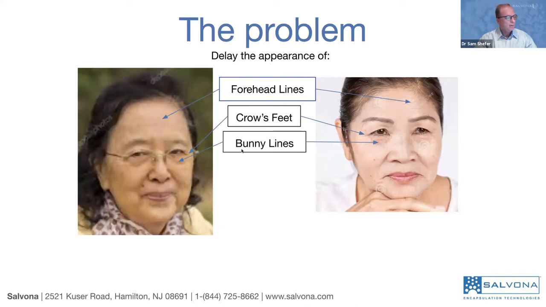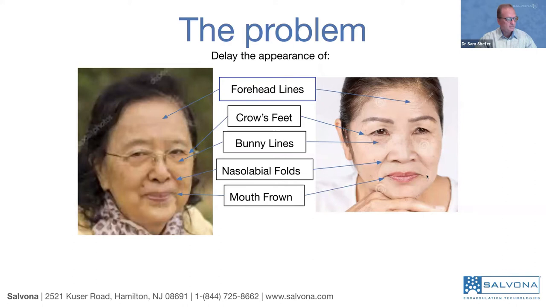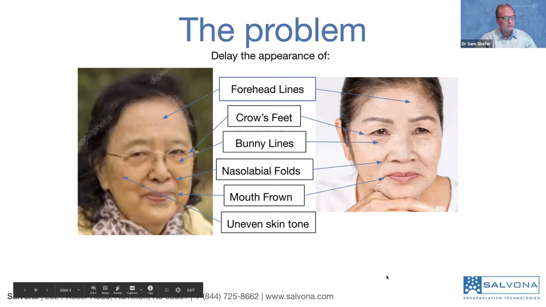The bunny lines, these are the lines around the eye, which develop with aging, of course. The nasolabial folds, these are the wrinkles that we have along the nose and the cheeks. The mouth lines, these are the tiny lines that we have along the mouth. You can see here it's more pronounced in this case. There are many other names of wrinkles and also uneven skin that you can see more in this skin than over this. So this is the problem. And if you understand fully the problem, then we can talk about the solution.